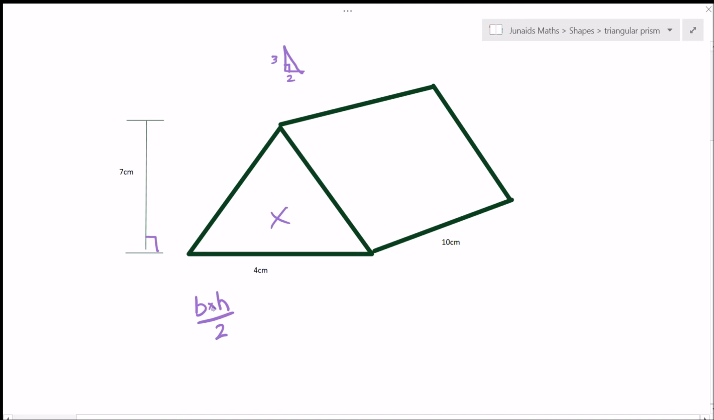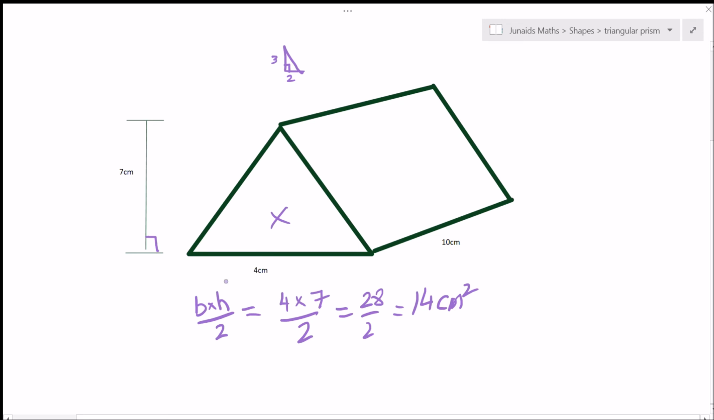The area of this shape, as we said, is base times height divided by 2. So the front face will be 4, the base, times the height, which is 7, and then divide by 2. So 4 times 7 is 28, and then divided by 2 is 14. You can always simplify it here as well: 4 divided by 2 is 2, and then 2 times 7 is 14. But just to make it easy, you can go ahead and do 7 times 4, 28, and then divide by 2, which is 14 centimeter squared.